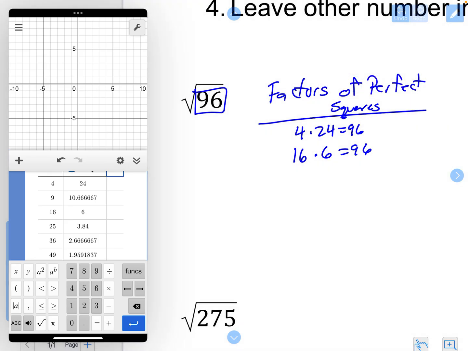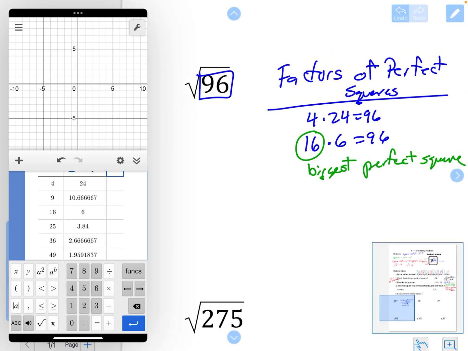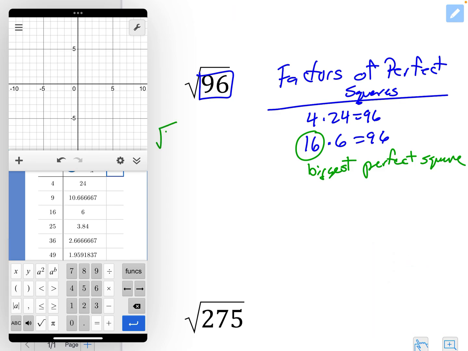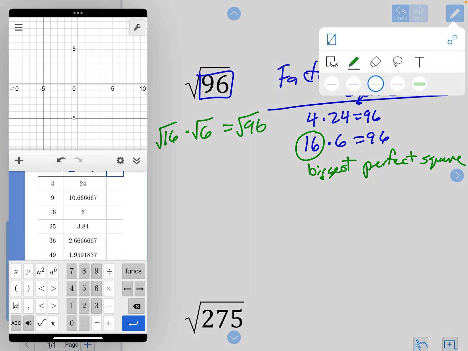So now we want to find our biggest perfect square, and we're going to use those numbers. I'm going to rewrite my square root of 96 as the square root of 16 times the square root of 6. So I can break it up that way.